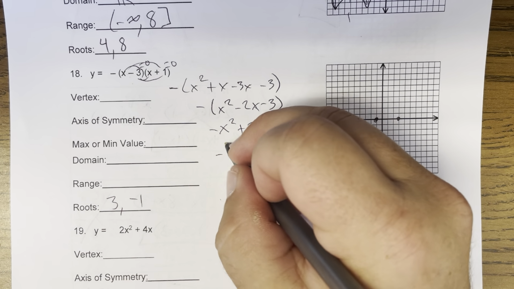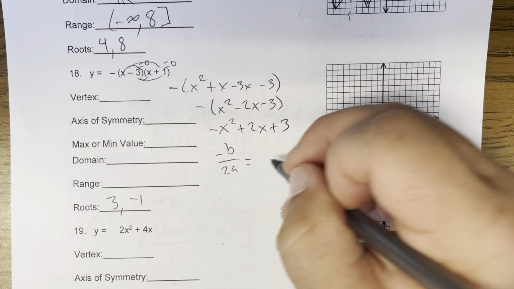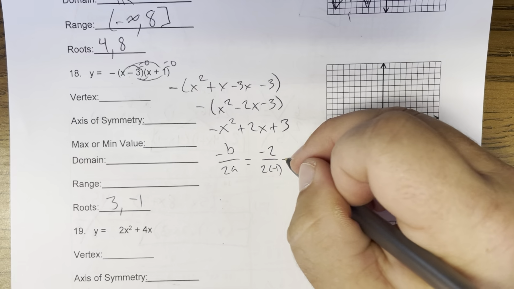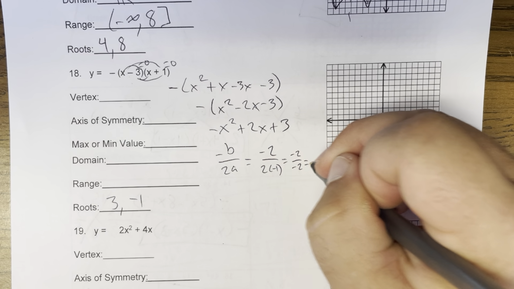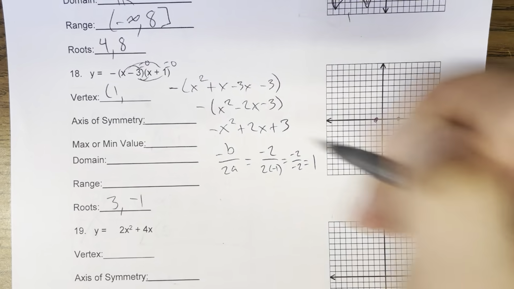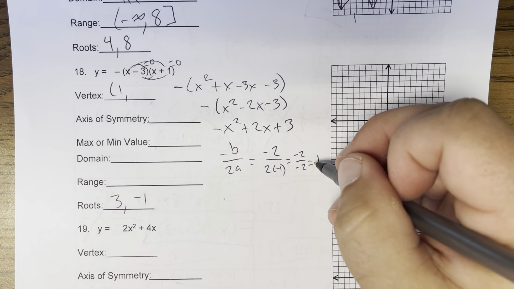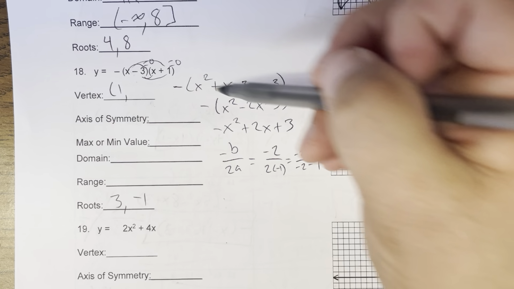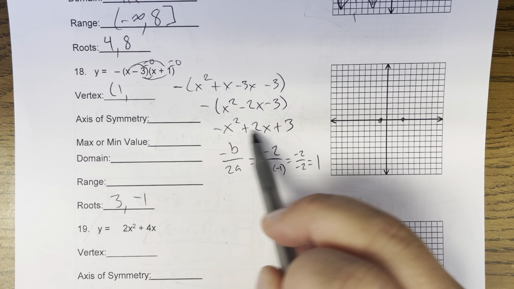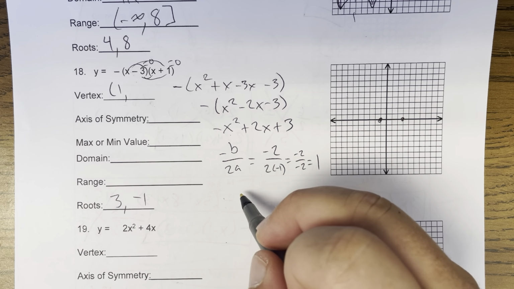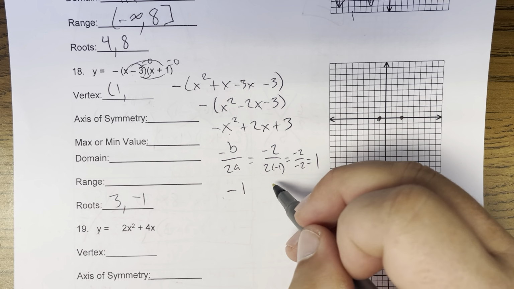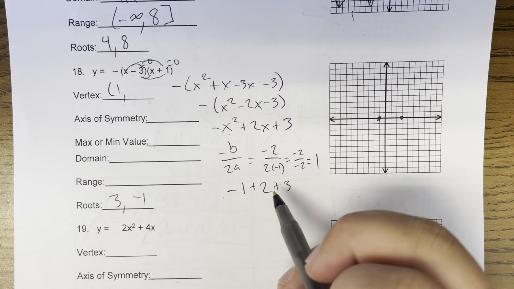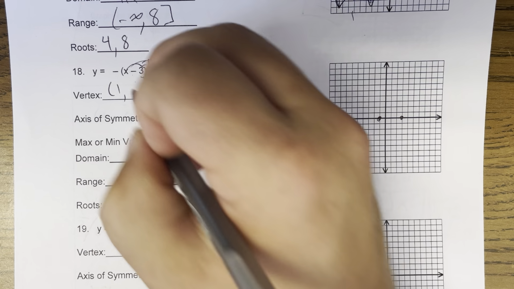And so now I'll do the -b over 2a. And so I've got -2 over 2 times -1. -2 over -2, which is 1. And I'll plug in that 1. It doesn't matter where I plug it in. I can plug it into any one of these. I'll go ahead and just plug it down here because it's pretty easy with a 1. And so we're going to have -1 squared, which is 1, plus 2 times 1, which is 2, plus 3. And so that becomes 1 plus 3, which is 4.